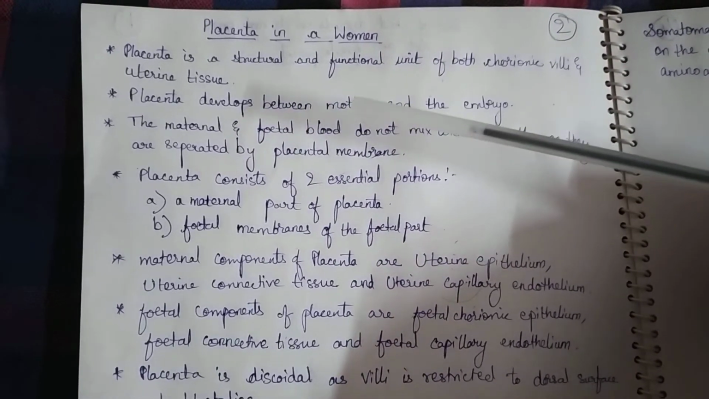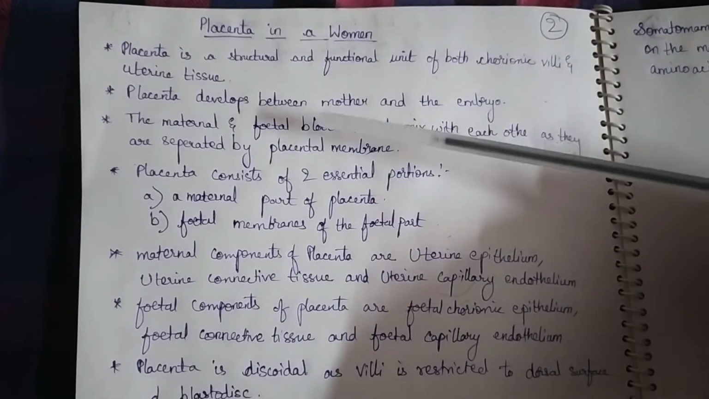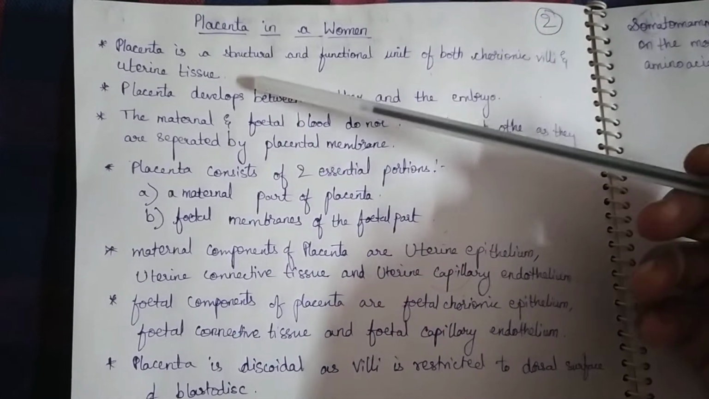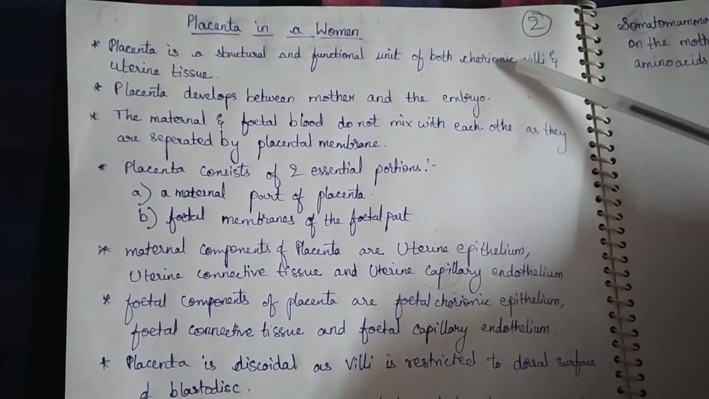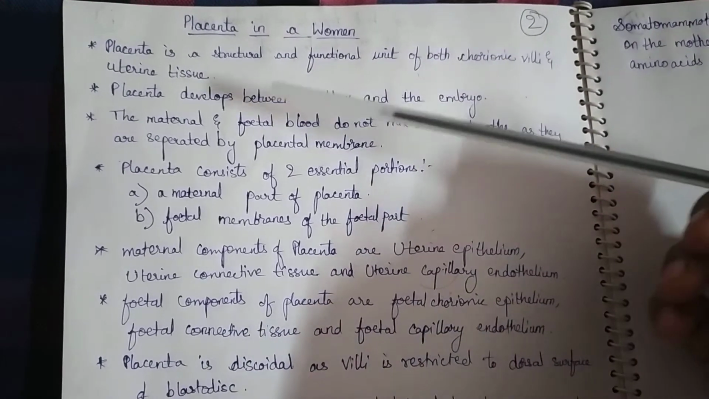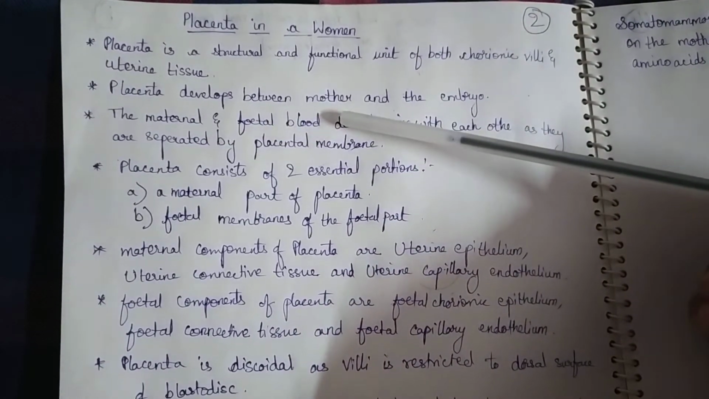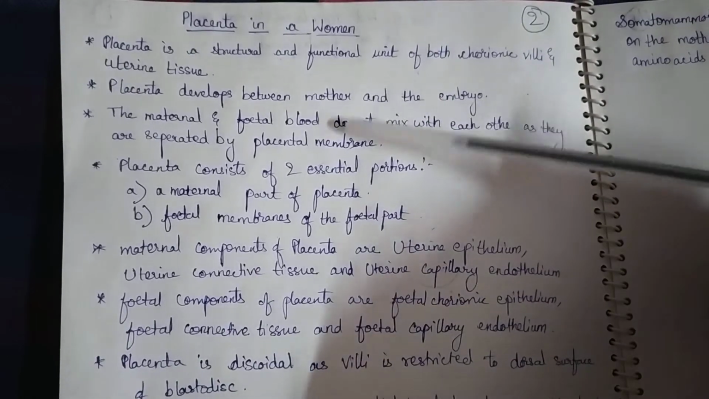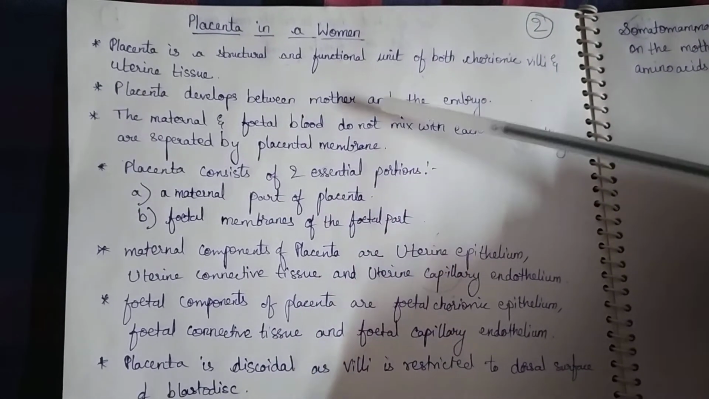Placenta is a structural and functional unit of both chorionic villi and uterine tissue. It develops between the mother and the embryo, and it separates the mother and embryo.